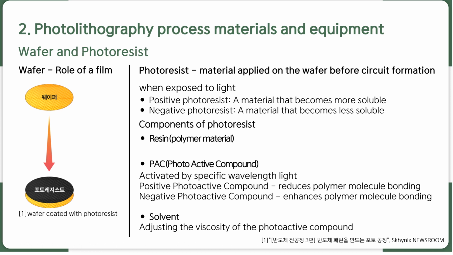The components of photoresist include resin, PAC, and solvent. PAC becomes active under specific wavelengths of light, affecting the bonding between polymers differently in positive and negative photoresist. Solvent is used to control the viscosity of the photoactive compound.